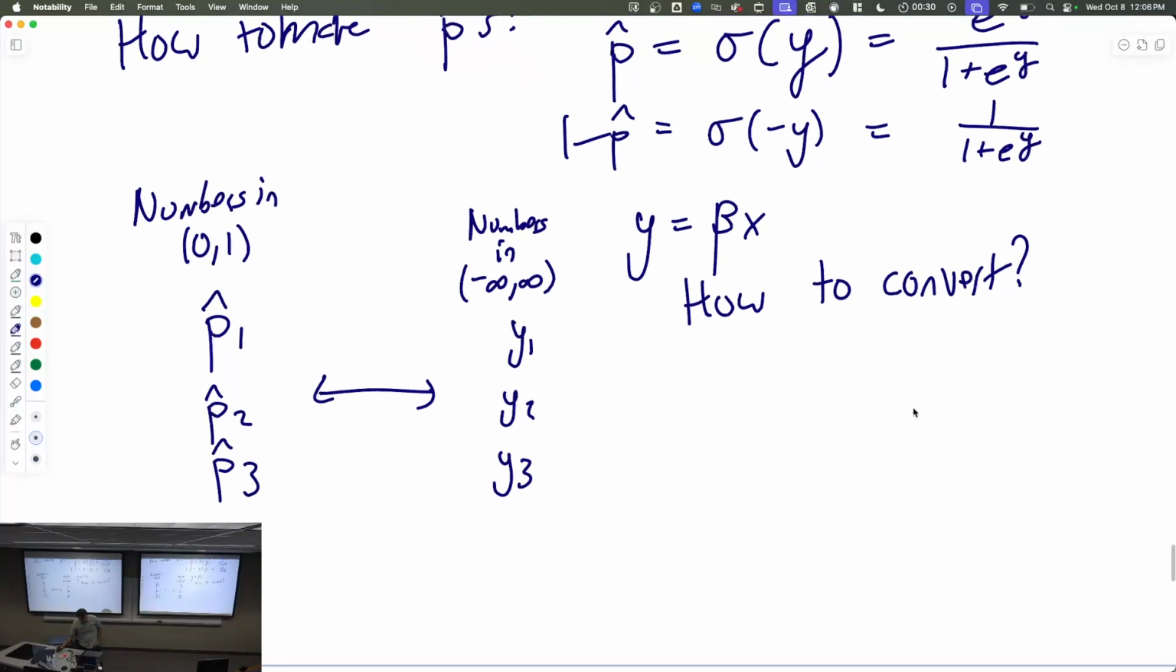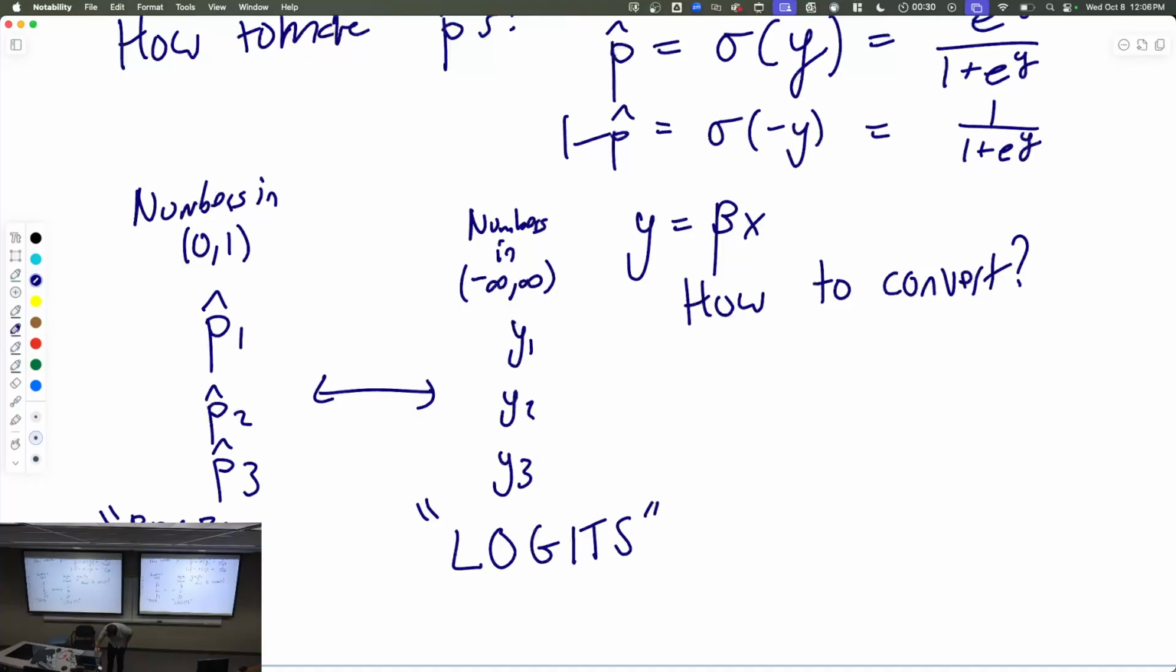These numbers, by the way, are called logits. I don't really know why they're called logits. Well, there's something with a log, but I don't know. It's just a funny word people invented for these things. These are the logits, and these are the probabilities.